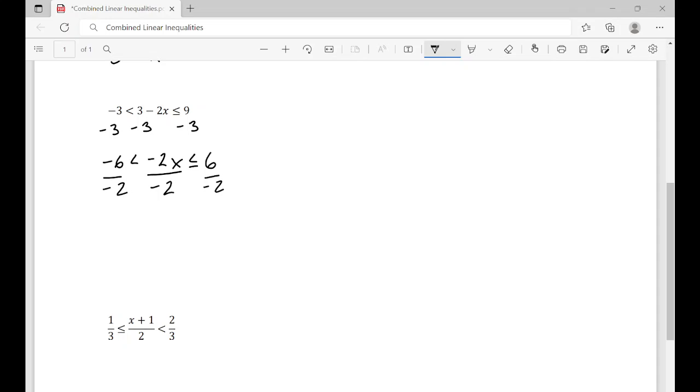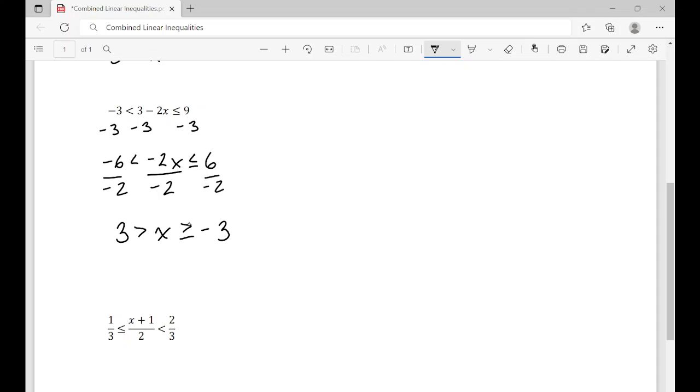And now this is where you got to be careful. This is going to reduce down to a 3, but because I divided by a negative, this inequality sign is going to change direction. And again, same thing here, change direction again, and this is going to be negative 3. And here is my inequality, but I don't really like it because it's a little bit hard to read. So what I like to do is I always like to have smaller number first, bigger number last.